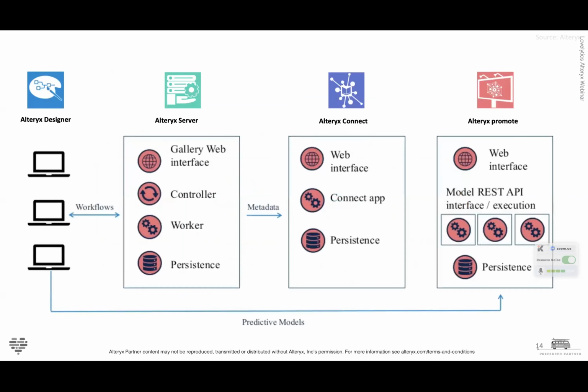On a very high level, this is how the architectural tool looks like. From the Designer, we have some components that are connecting to the Server. Using Connect, you can exchange metadata. And also we have Promote on the far end, which is responsible for onboarding or deploying your predictive models.